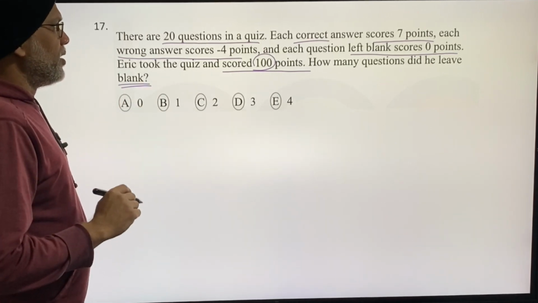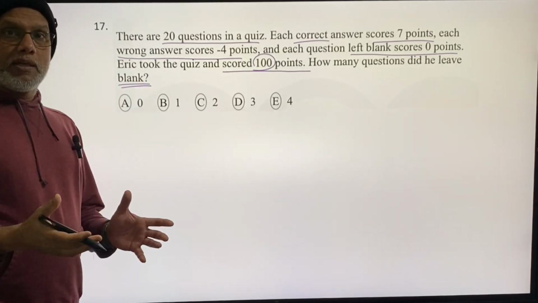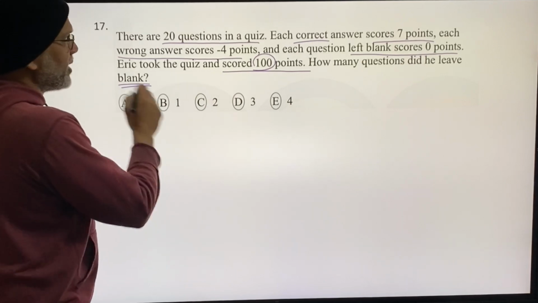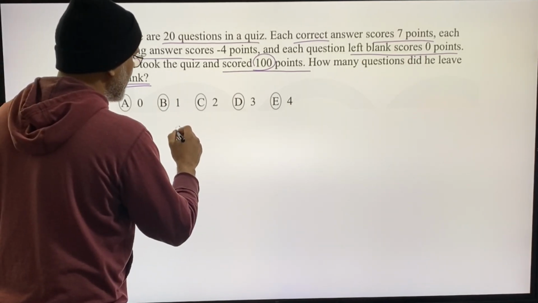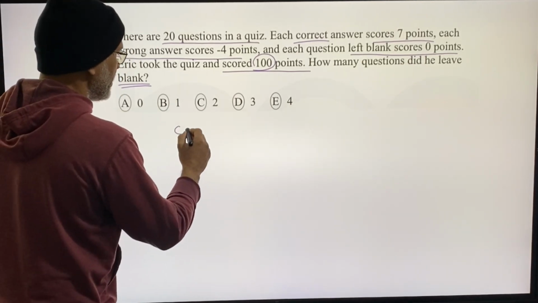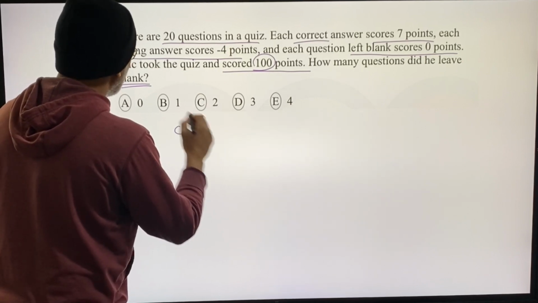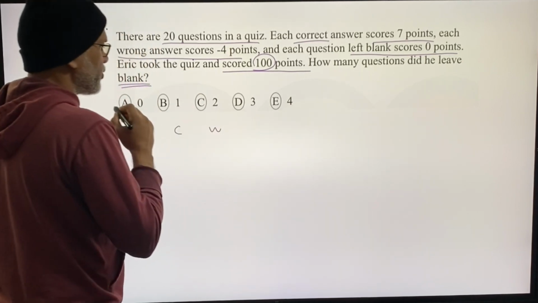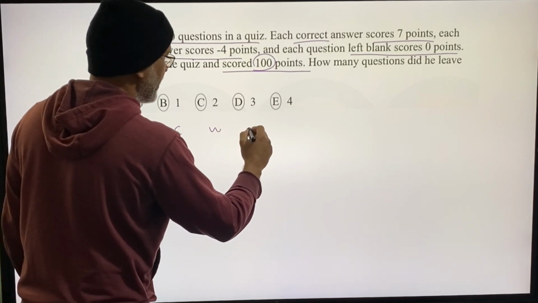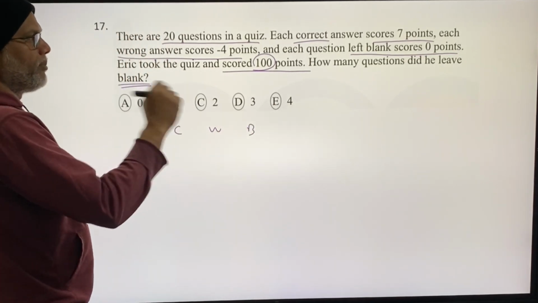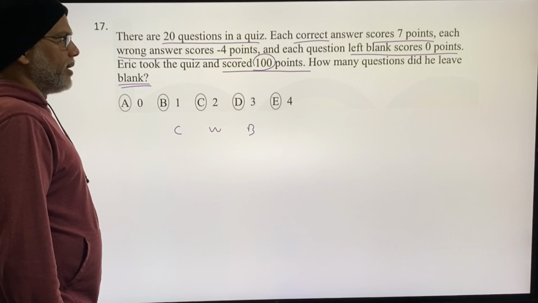All right. We can solve this problem using algebra. So let me try that. Let me call C the number of correct answers, and then W the number of wrong answers, and B the number of blank answers.